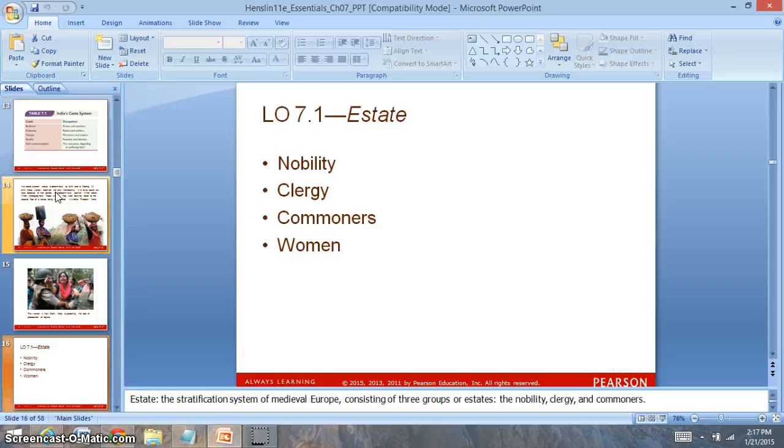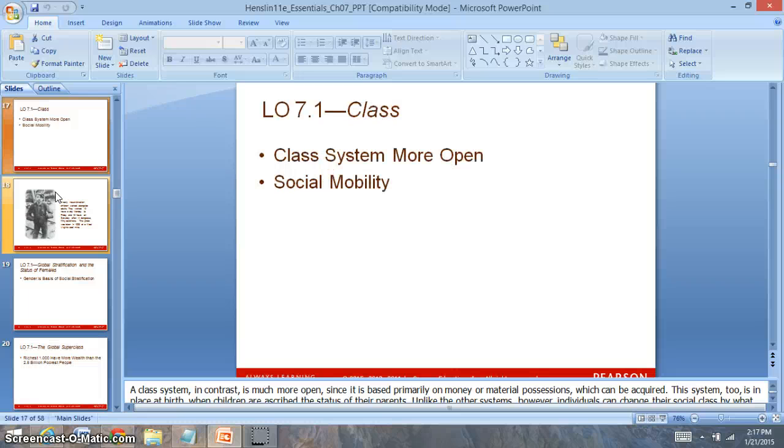Now, the estate establishment was a little bit different. This establishment decided where people were in terms of their size, their commitment to society. The class system now that we have is more open, has a lot more social mobility where people can move from one class to another. And that's important because there's a lot of structure in the class system.